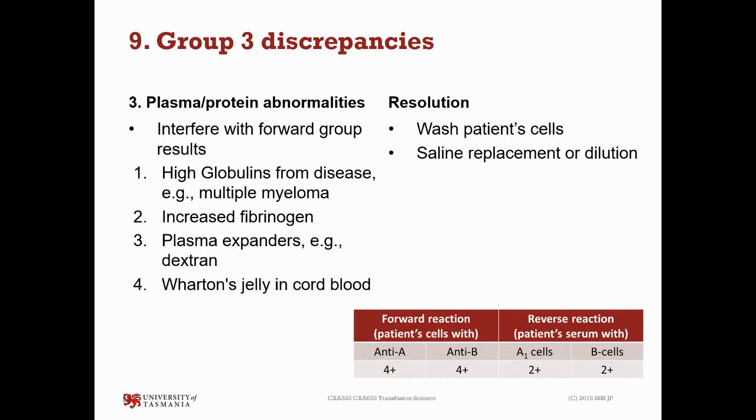So we need to make sure that we can group the baby, and you need to get rid of this funny jelly-like substance which is present in the cord blood, because it will interfere with the blood group. The way you do that is you wash the patient's cells.